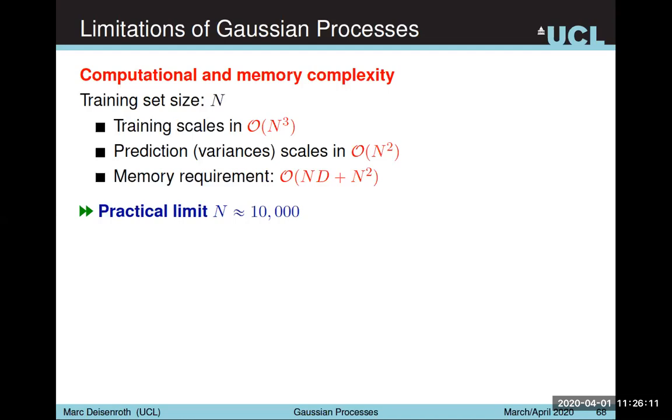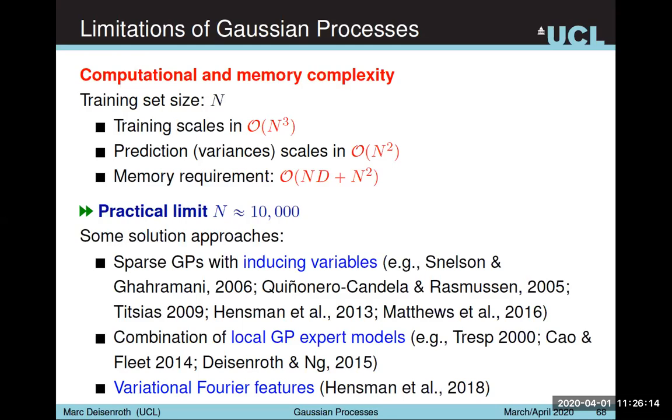But there's some work that tries to address these issues to scale Gaussian processes to larger data sets. There's some work on sparse Gaussian processes using something called inducing variables. I don't want to go into details here, but these kinds of methods in combination with mini batching and other things will scale Gaussian processes to millions or even billions of data points. So that is one way to address this n equals 10,000 limit.